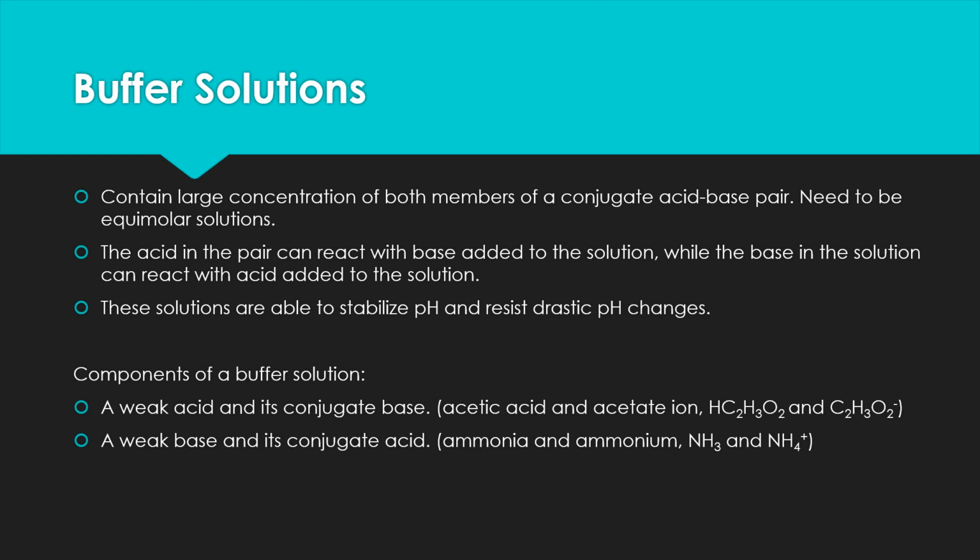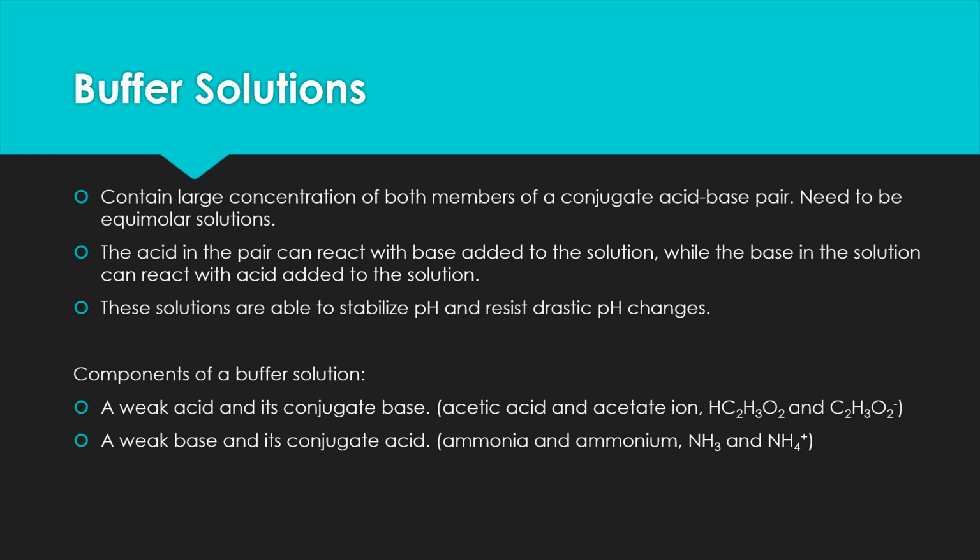So if you have a conjugate acid-base pair, say we have a weak acid and its conjugate base, and we have equal molar solutions of it poured together, you can add strong acid and the conjugate base will react and the pH won't change that much. Or if you added a bunch of strong base, the weak acid would react with it and the pH wouldn't change that much. So these solutions are able to stabilize the pH and resist drastic pH changes.